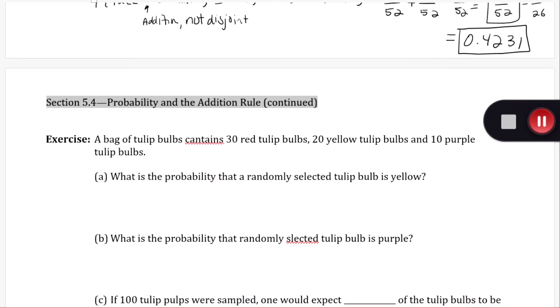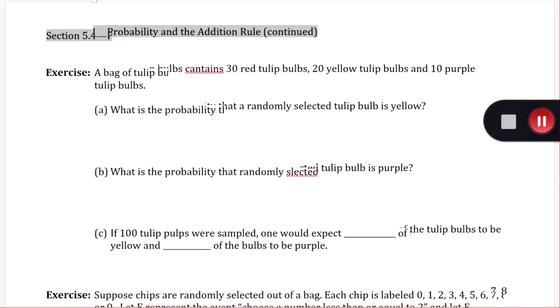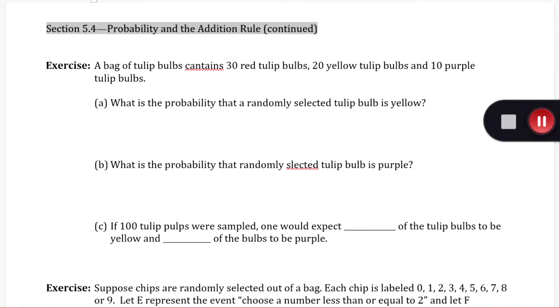The next exercise is: a bag of tulip bulbs contains 30 red tulips, 20 yellow tulips, and 10 purple tulip bulbs. Okay, so what is the probability that a randomly selected tulip is yellow? So again, it's the number of yellow over the total that we have.